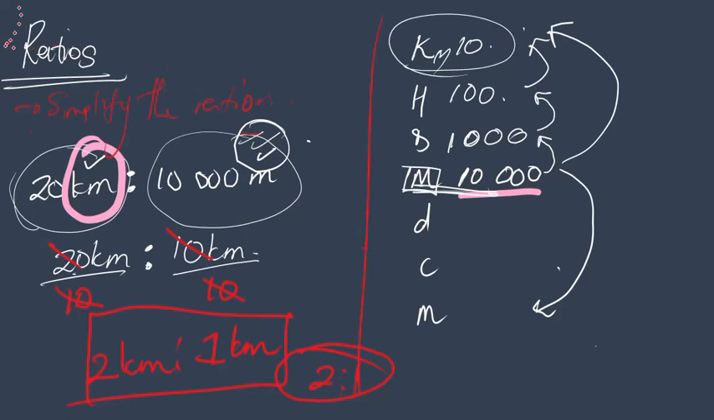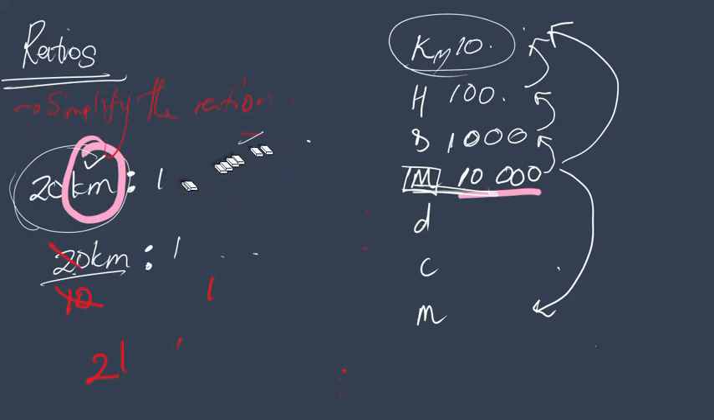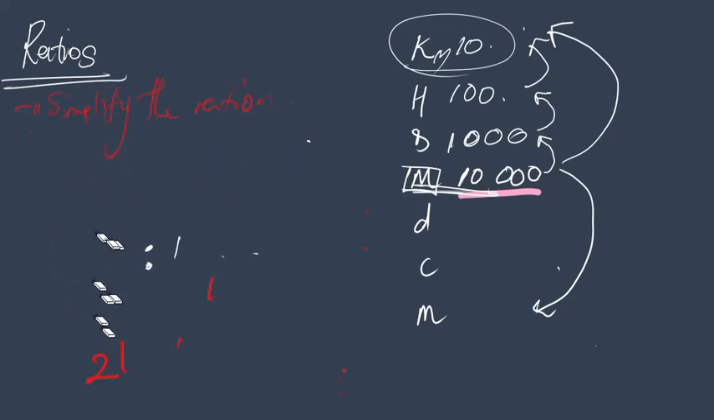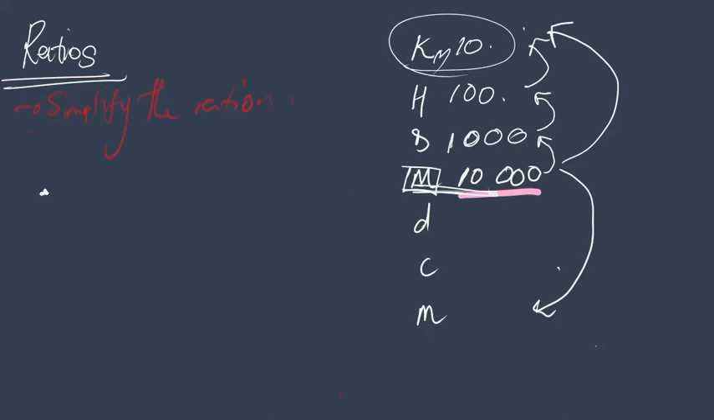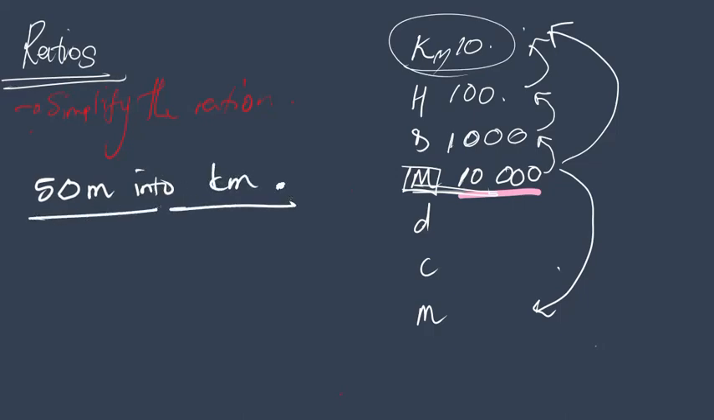Hope it makes sense. Now, I won't give you another question on this one. We are almost done. In fact, we are done when it comes to simplifying ratios. I want to show you something now, what would happen if they ask you to convert the following. Let's say they would ask you a question that would say, convert for us 50 meters into kilometers. Now that's a tricky one.